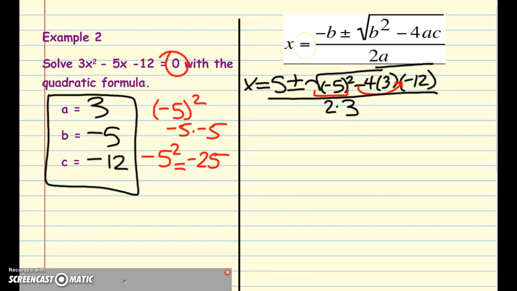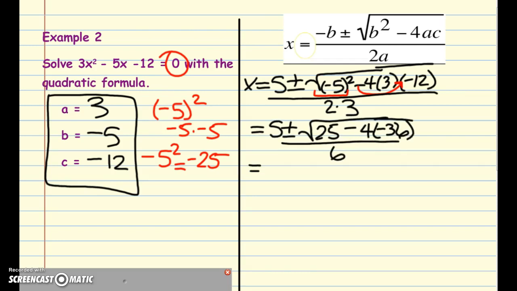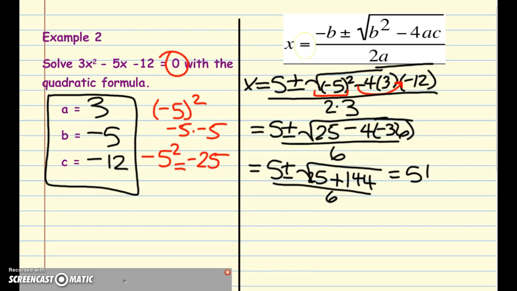So continuing with this, then I have 5 plus or minus, we have 25 minus 4 times negative 36 all over 6. And I have 5 plus or minus square root of 25, whoops, plus, and then 4 times 36 gives us 144, still all over 6. 5 plus or minus square root of 169, all over 6 again. And again, I know that the square root of 169 is going to be 13.